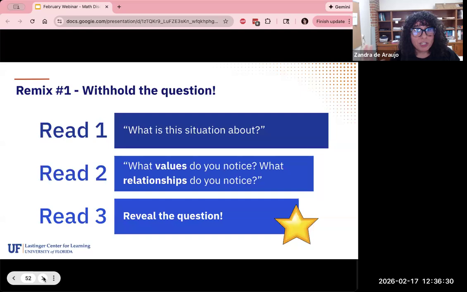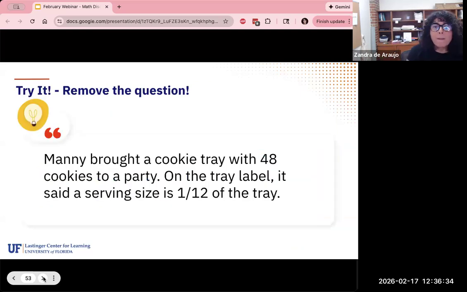You don't actually show what they're trying to get at. So for example, Manny brought a cookie tray with 48 cookies to a party. On the tray label, it said a serving size is 1/12 of the tray. So there's probably a question that exists on this initially, but this strategy is you take out the question. Part of it is to try to slow down students and have them think before they act.